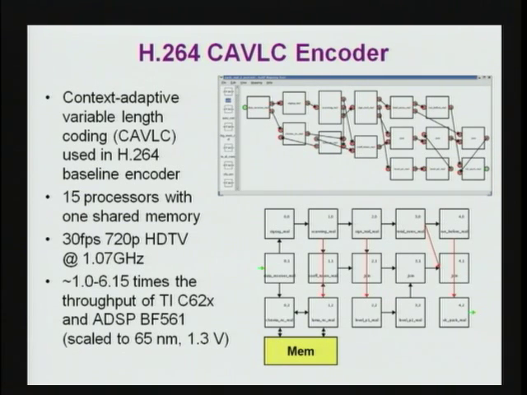If we break up the CAVLC encoder into its constituent tasks and put them in a mapping tool, one possible mapping is shown at the bottom here. This implementation satisfies the 720p HDTV standard at 30 frames per second, and is shown to be at most 6.15 times faster than a TI C62X and an ADSP BF561 processor implementation.